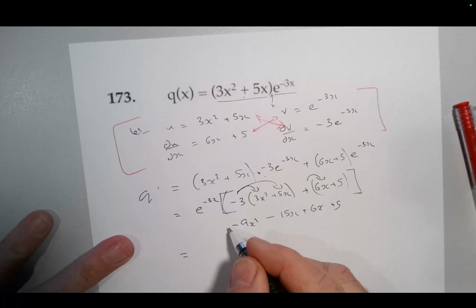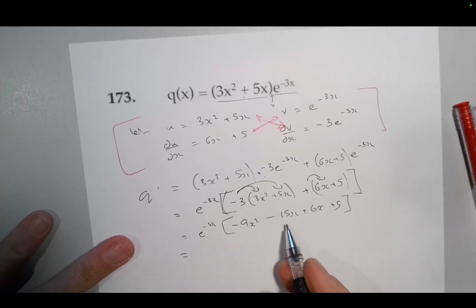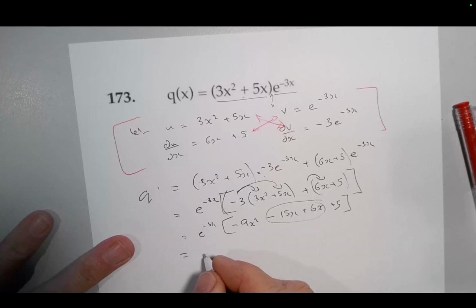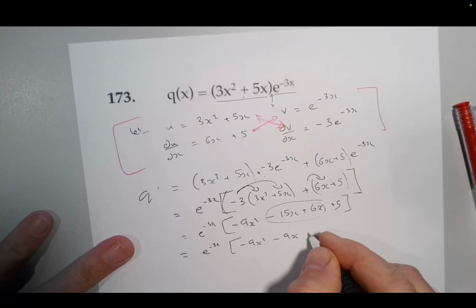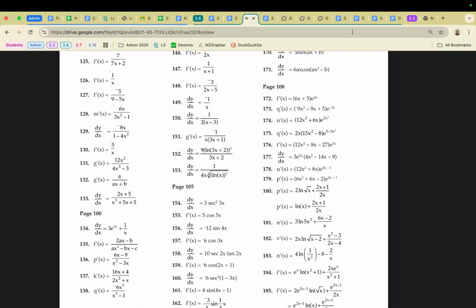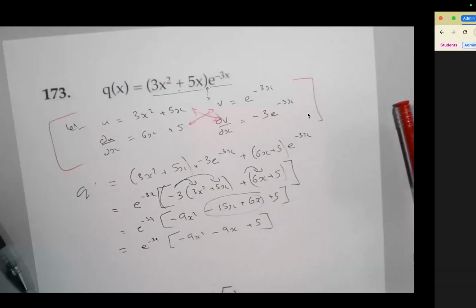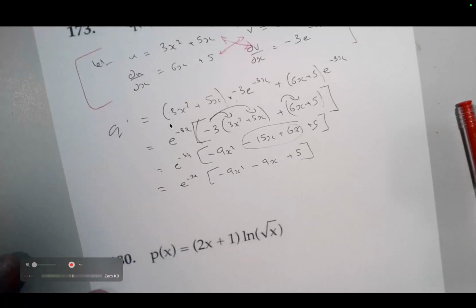Okay, so simplifying inside there, these two terms simplify. So we've got e to the negative 3x, bracket, minus 9x squared, minus 9x plus 5. And let's see if that is the answer to 173. And thank goodness it is. There it is: minus 9x squared minus 9x plus 5. So there you have it. A solid merit-level skill set there.